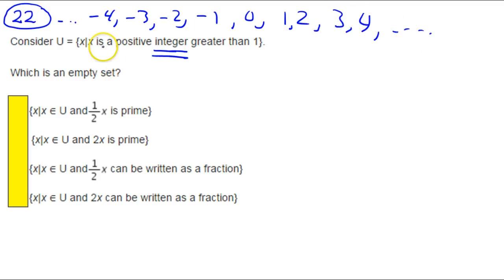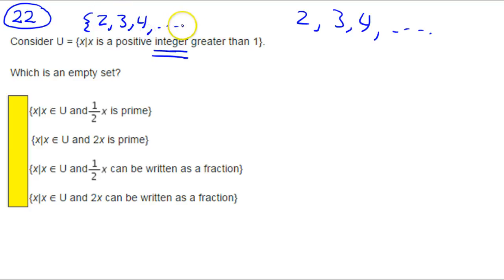But they're saying positive integers greater than 1. So we can forget about all of these integers and even this one. It says greater than 1, not equal to 1. So we're talking about the set of numbers 2, 3, 4, and so on like that. So that's what set U really is.